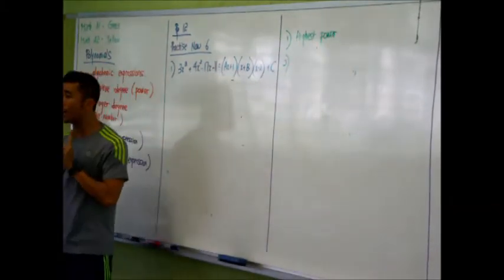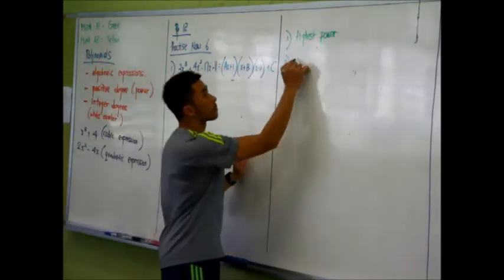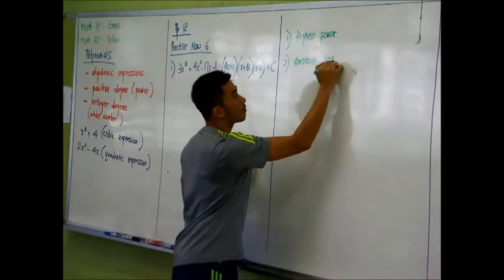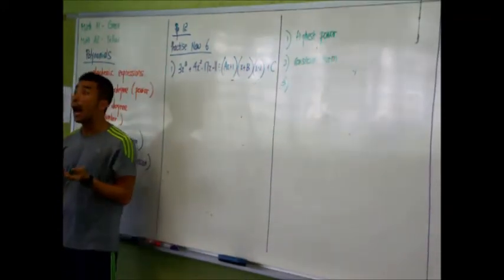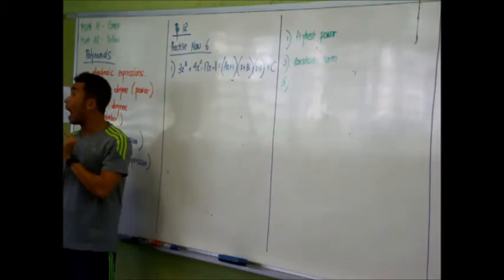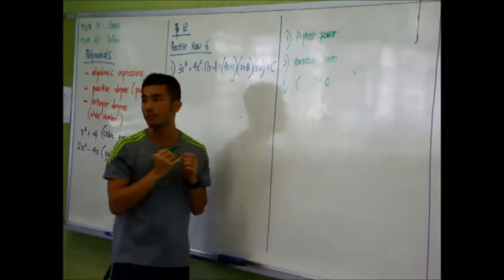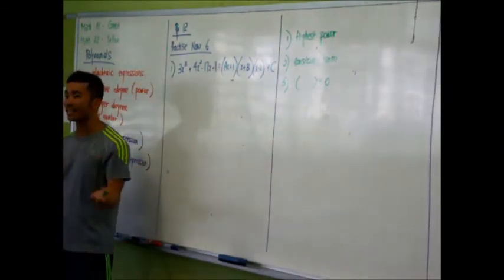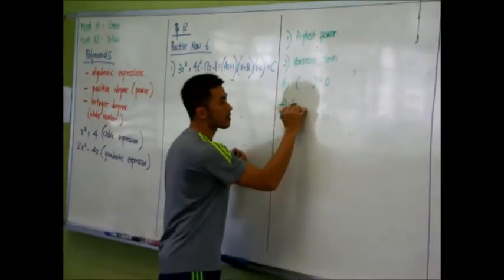After you check the highest power, what's the next step? Constant term. After that, what do you do? Make what? Zero? Make the bracket term equal to 0. If all this doesn't work, what's the last step? Sub other values of x.